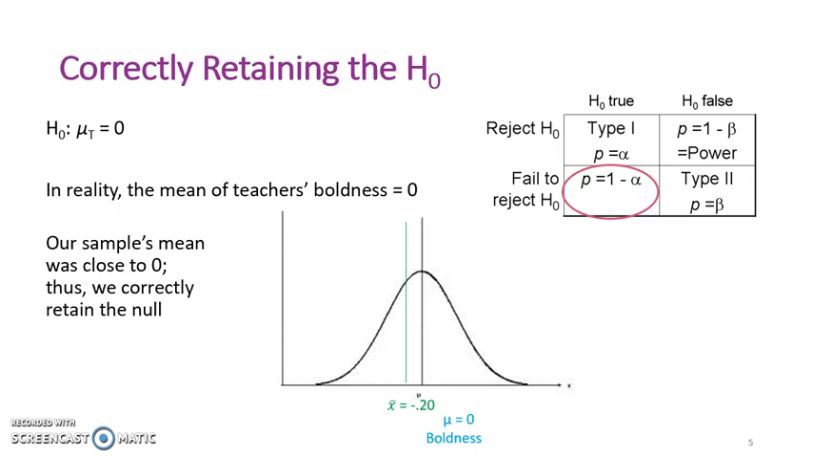The sample mean was close enough to 0 that we decide to retain or fail to reject the null hypothesis. In this situation, we have correctly retained the null because we have said there is no difference between the teacher's boldness mean and 0, which is consistent with reality. In this example, we concluded that the intervention did not work, and we were correct in saying that.